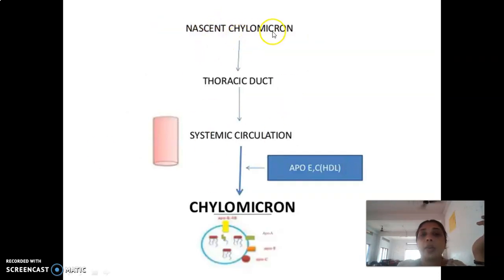So the nascent chylomicron enters into the thoracic duct. From there it enters into systemic circulation, and when it enters the blood, it comes across the HDL molecules. HDL means high density lipoproteins. So when they meet the HDL, what does HDL do? HDL releases its ApoE and ApoC to the nascent chylomicrons in the circulation, so that the nascent chylomicron is converted into a chylomicron, acquiring more types of apoproteins like ApoE, ApoC, etc. The nascent chylomicron has only ApoB48 and ApoA1. All the other apoproteins, ApoE and ApoC, are derived from the HDL when it comes into contact with HDL molecules in the systemic circulation. And such a chylomicron we call a mature chylomicron.